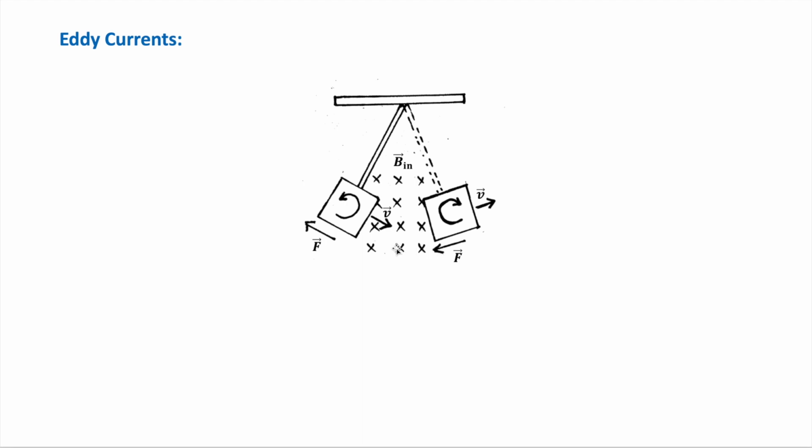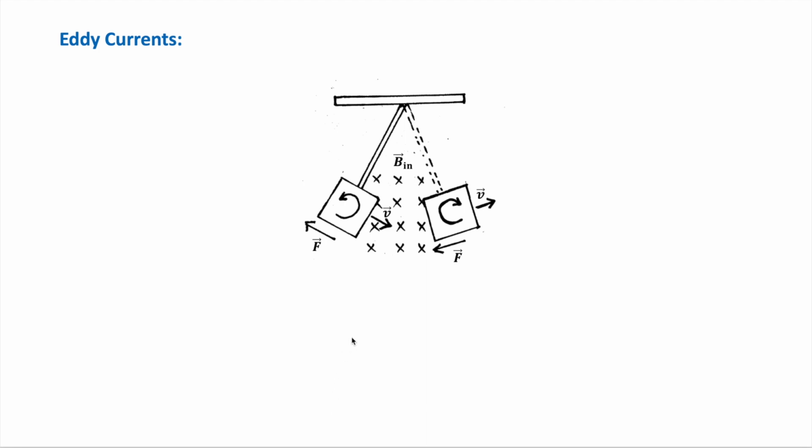So you can see here that as the plate enters the field, the magnetic flux into the page will increase. And by Lenz's law, the induced current loop must give a flux out of the page to oppose this change, and that is why the eddy current is counterclockwise.